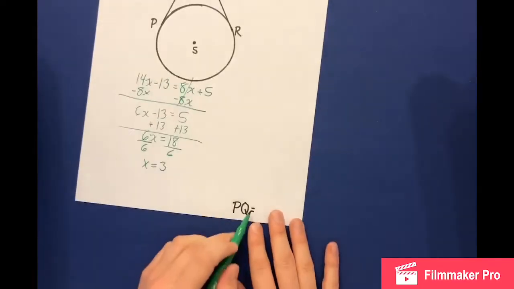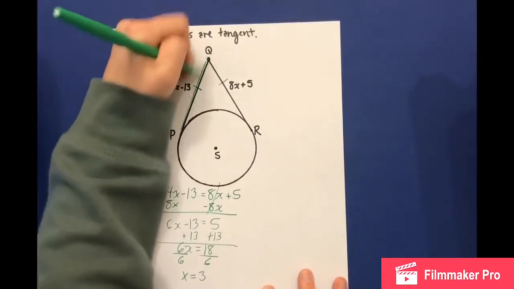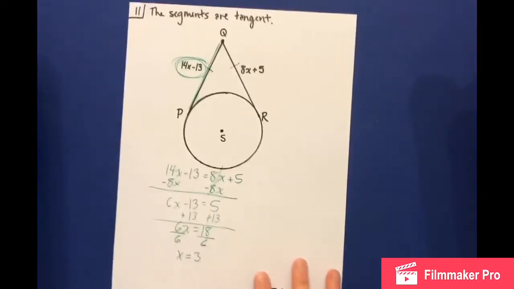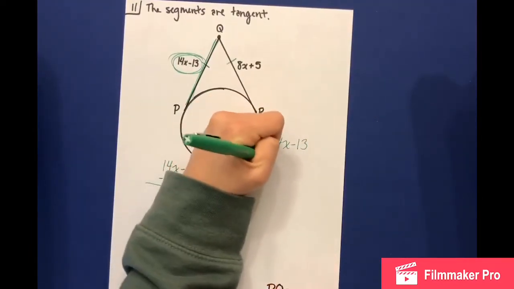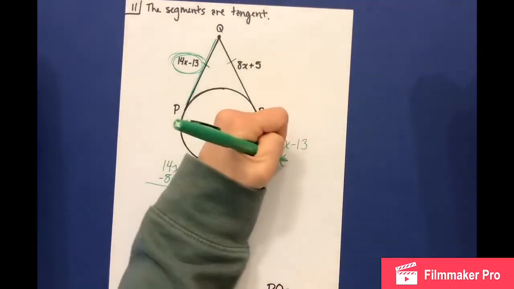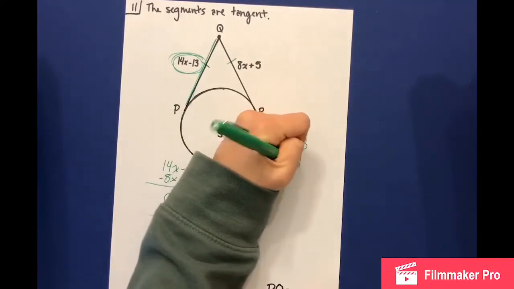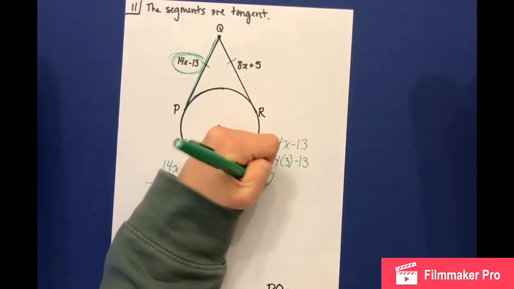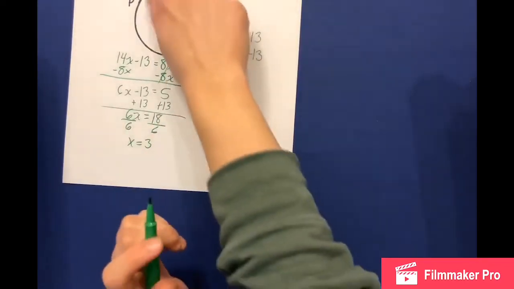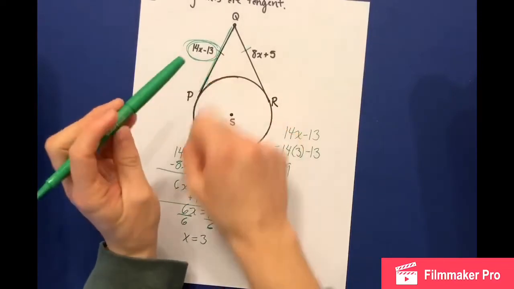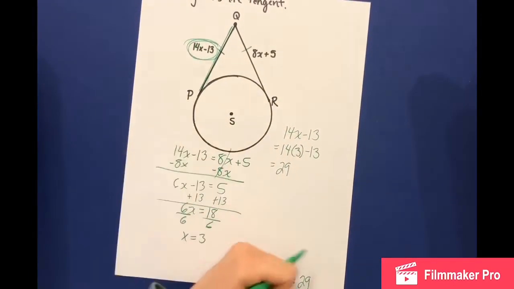Yet again, we want PQ. PQ is this length right here, so I'm going to plug it into here. So I get 14x minus 13 is equal to 14 times my x, which is 3, minus 13, and that's equal to 29. This is the length. It doesn't actually give me any units here, but please make sure you're not putting degrees with this.